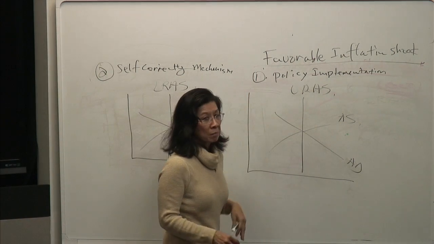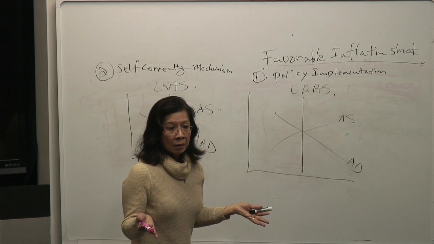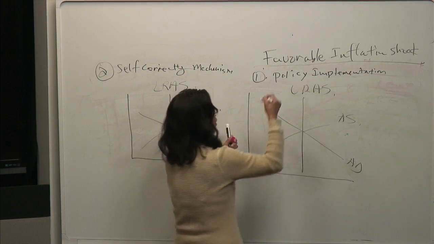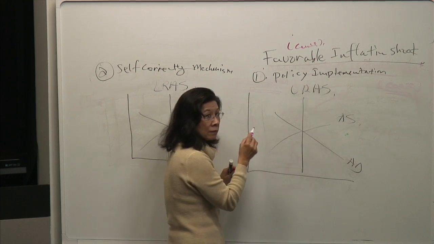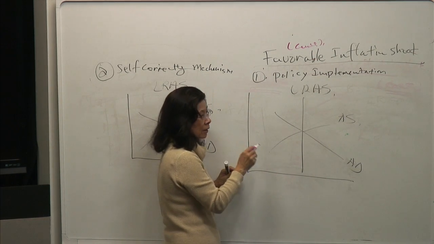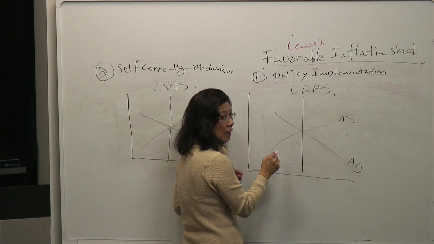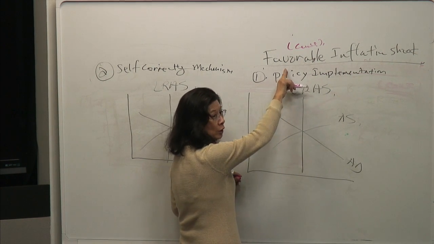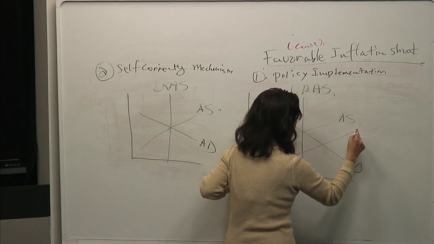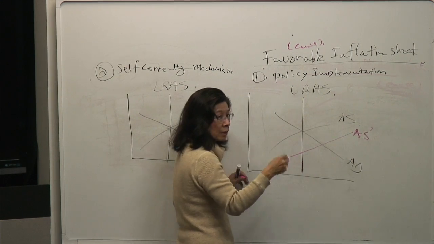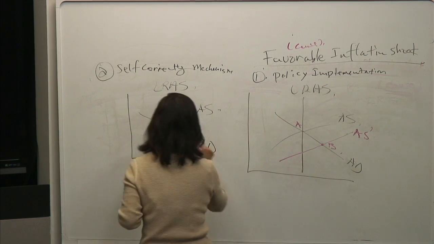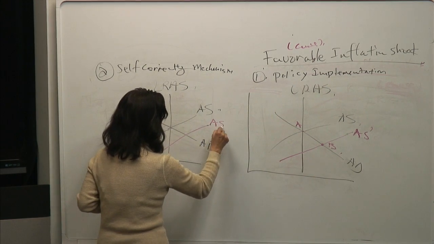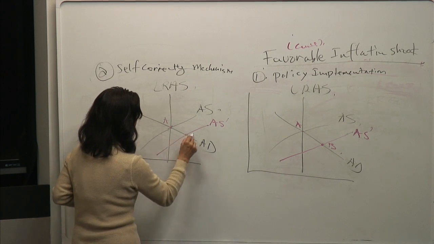Favorable inflation shock means good or bad? Good. And this is a cost. So first of all, we would expect the AS curve, not the AD curve, to come down or go up? Go down, yes, because this is good, right? So the AS curve comes down, because then your price will be lower. So this is point A, point B. Everybody got it? So the AS curve comes down in both cases.